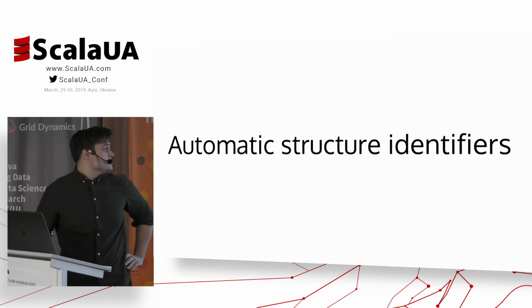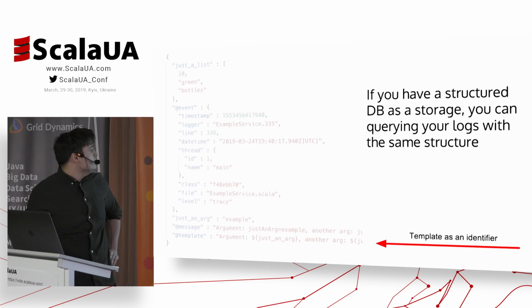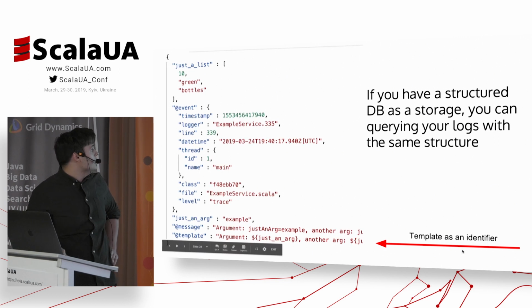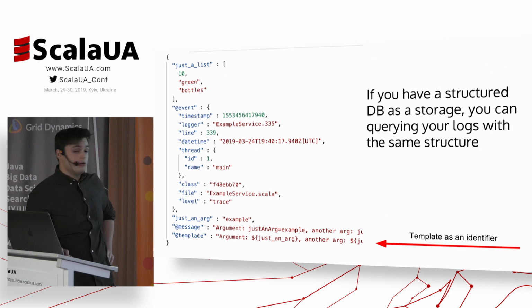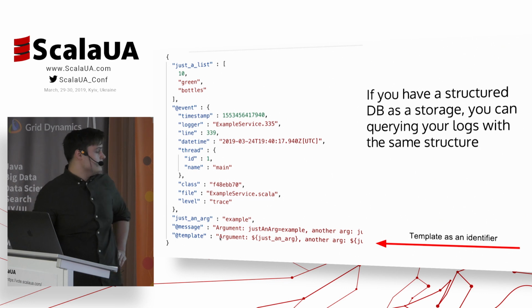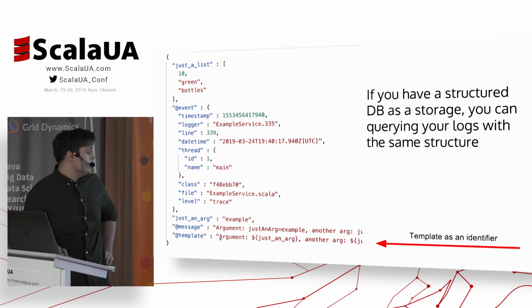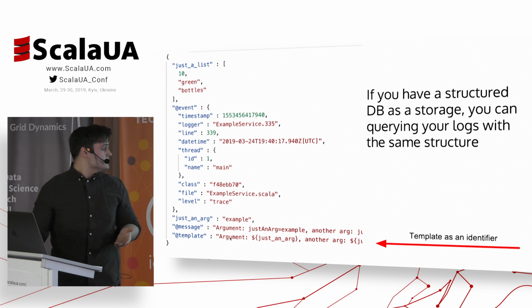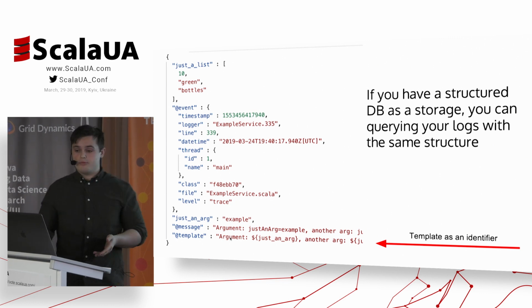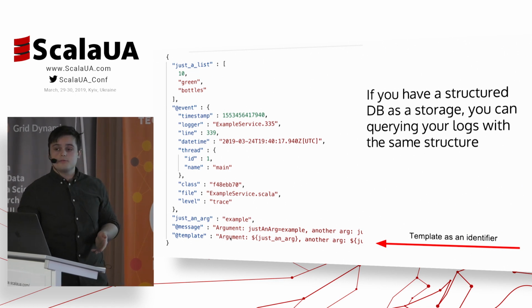Automatic structure identifiers. What does it mean? Imagine that you have some log, and it has the following format. As you can see, I hope you see, the template is how you interpolate your string. We pass various names, and you may just query the database, if you use a structured DB for storing your logs, and say, please give me some logs with such template, and you will see the appropriate messages. It's quite easy to look through how your system works.